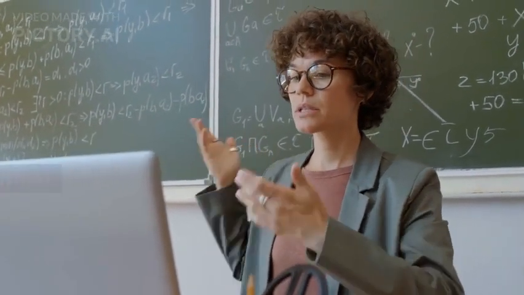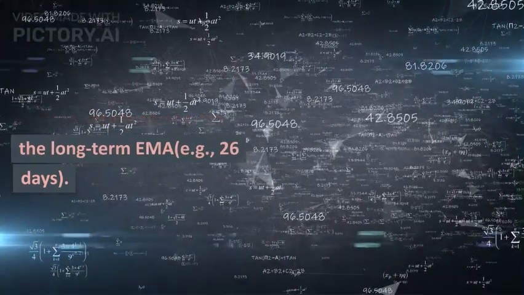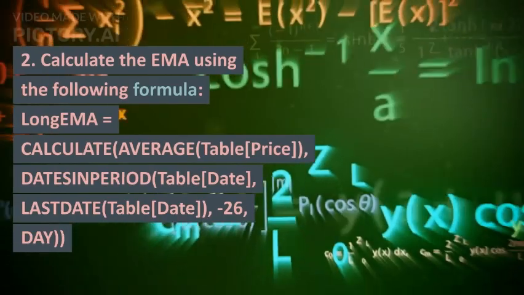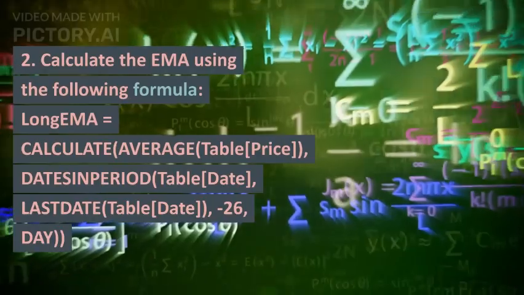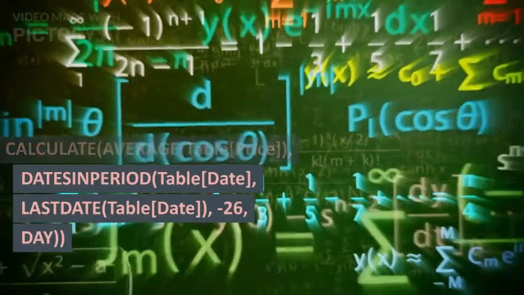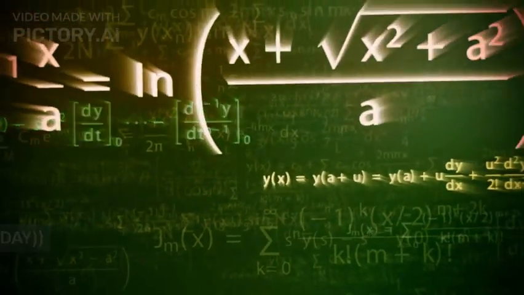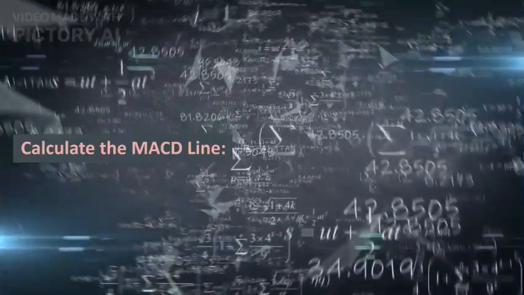Calculate the long-term exponential moving average, EMA. Determine the period for the long-term EMA, for example, 26 days. Calculate the EMA using the following formula: Long EMA = CALCULATE(AVERAGE(Table[Price]), DATESINPERIOD(Table[Date], LASTDATE(Table[Date]), -26, DAY)).